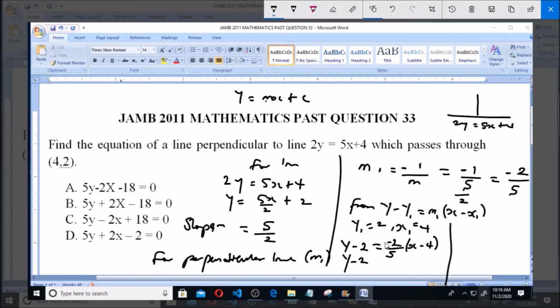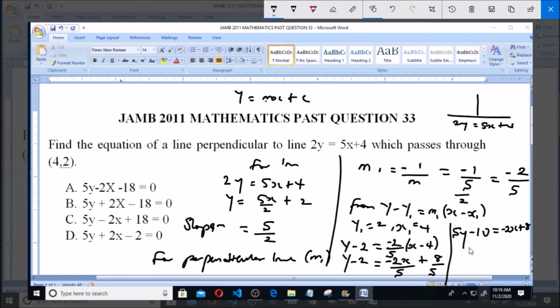y minus 2 is equals to minus 2x all over 5 plus 8 over 5. That's multiplying through the bracket. Minus 2 over 5 times x will give us minus 2x over 5, and minus 2 over 5 times minus 4 will give us plus 8 over 5. Now let's multiply both sides by 5. When we multiply both sides by 5, we'll have that 5y minus 10 is equals to minus 2x plus 8, because the 5 will cancel 5 here and will cancel 5 here, but multiplying y and minus 2 will give us 5y minus 10.